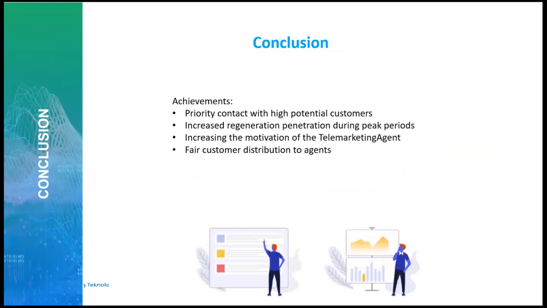Conclusion to the business goals. We have some priorities: contact with the high potential customers first, because this is similarly a win-win project; increase the renewal penetration during the peak periods, on a monthly or last 2 or 3 months basis; and increase the motivation of the telemarketing agents and fair customer distribution to agents.